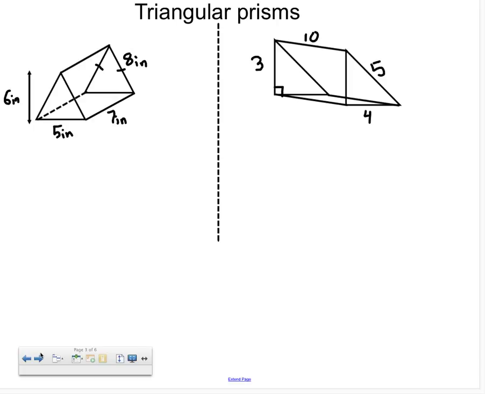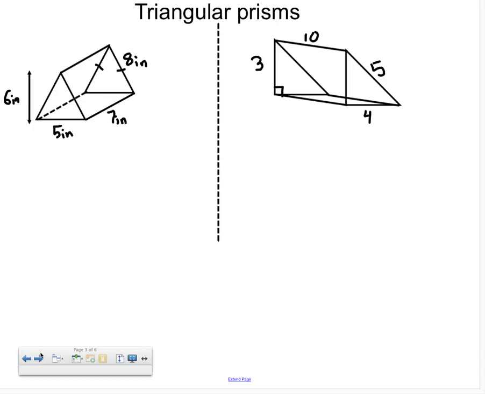So here we have 2 triangular prisms. We'll start with the one on the left. We have a front triangle, back triangle, then we have a left side, a right side, and a bottom side. So we have 2 triangles, front and back, and 3 rectangles, one on the left, one on the right, one on the bottom. And we want to find the total surface area of this shape.